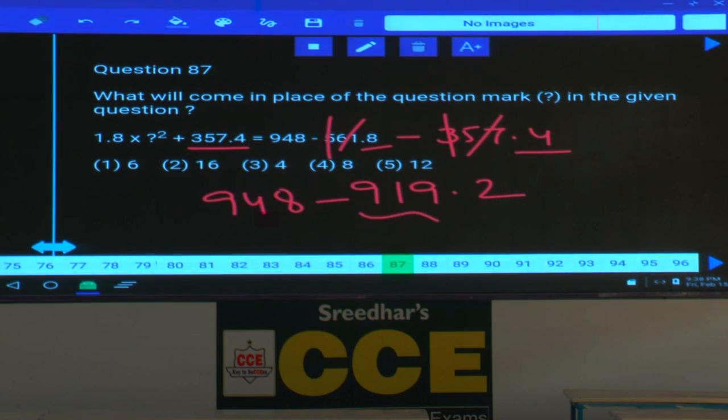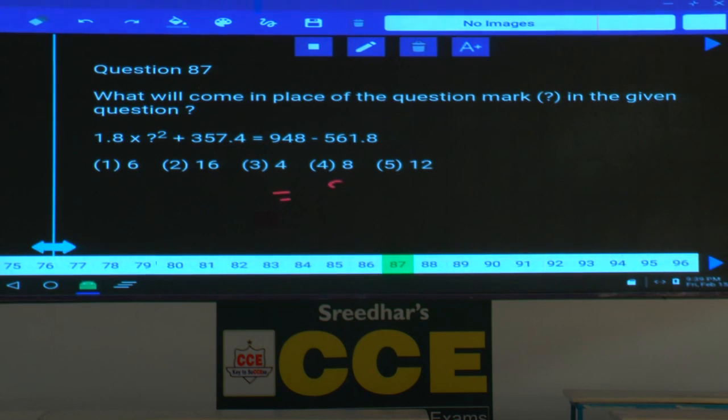948. Instead of this, let us subtract 920 and then we will add 0.8. If you subtract 920, you will have 28 and add 0.8. That becomes 28.8, which is equal to 1.8 into x square.